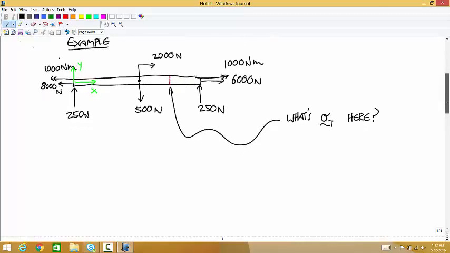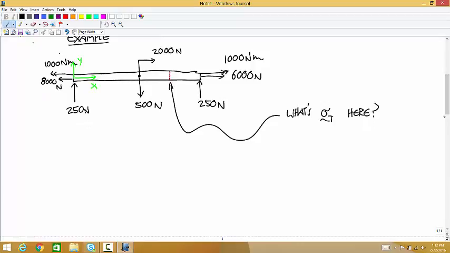Okay, so the first thing we have to do is calculate the internal loads. We need to figure out the internal tension. And since we're asked for the stress tensor at a specific location, we might as well just calculate the internal loads at that location instead of coming up with the functions for the whole thing. So we'll cut it at the dotted line.